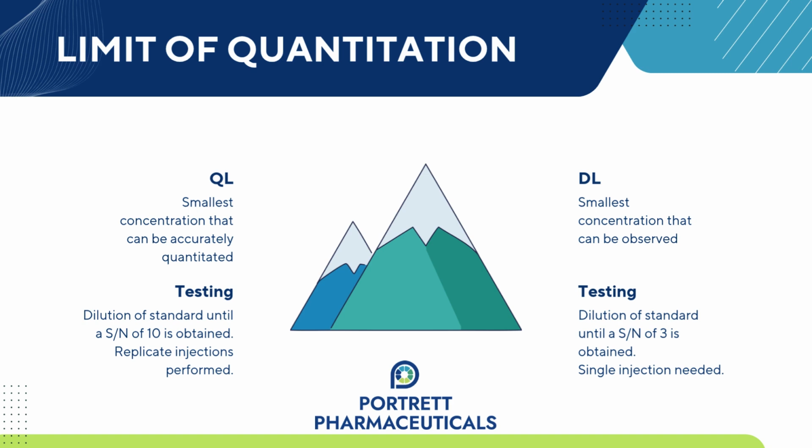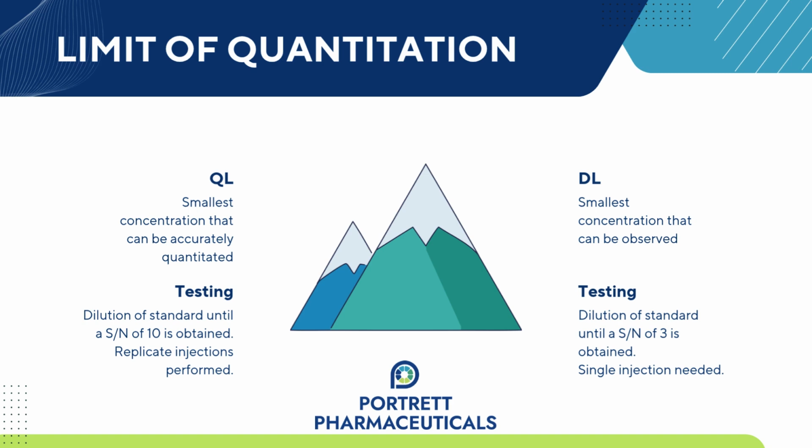Similarly, the detection limit is determined by diluting a standard until a signal-to-noise of 3 is obtained. This is indicative of the smallest concentration at which a peak can be detected. For validation purposes, the QL solution is injected 6 times and criteria are set for the peak area, percent RSD, and the average signal-to-noise. The detection limit solution is only injected once for verification.